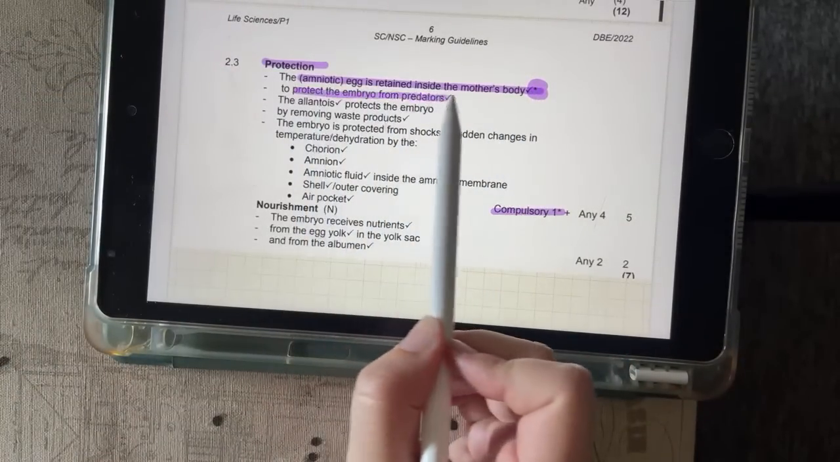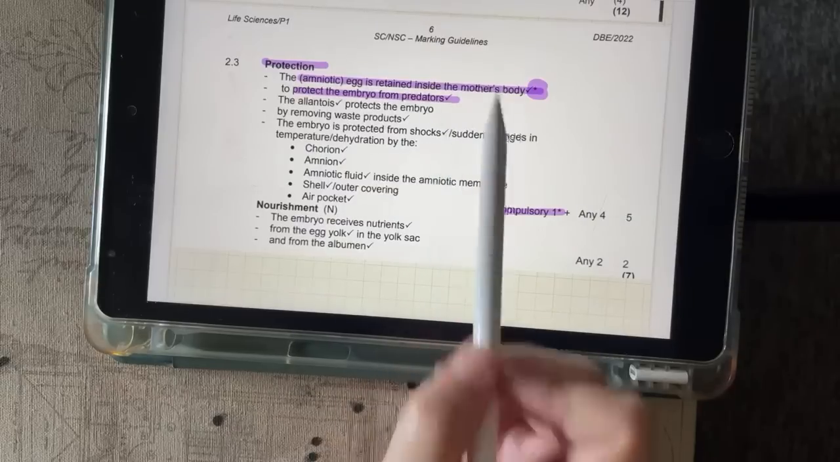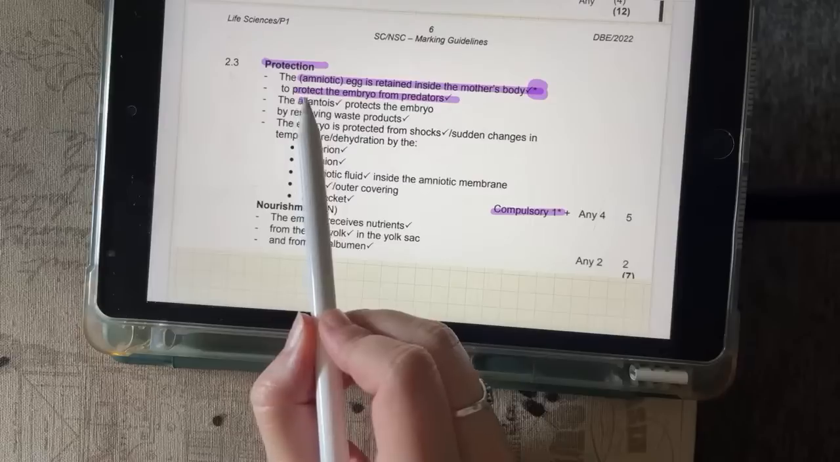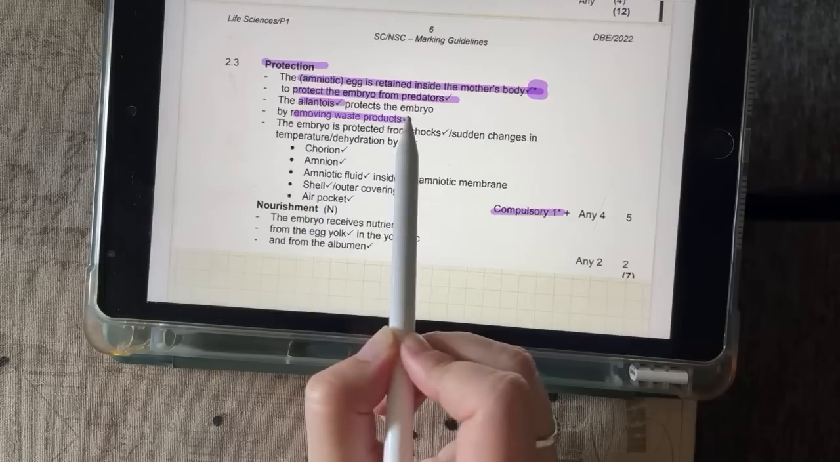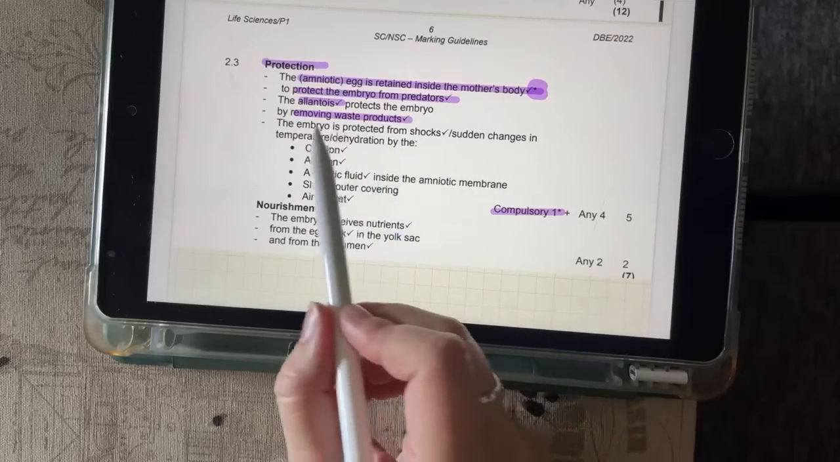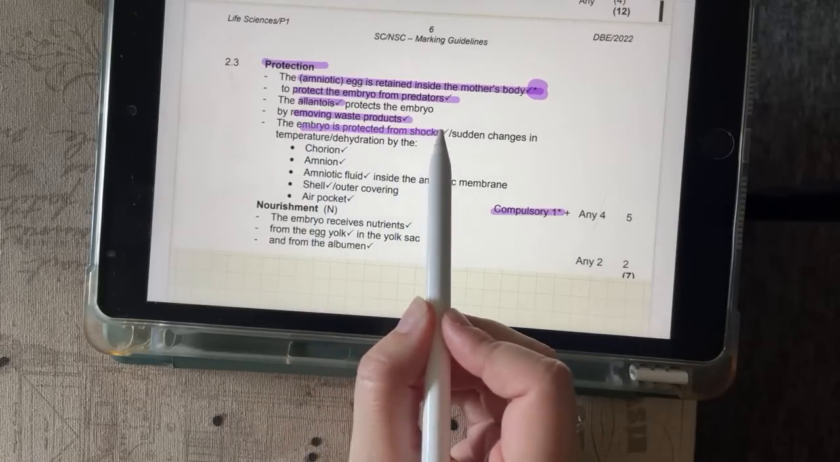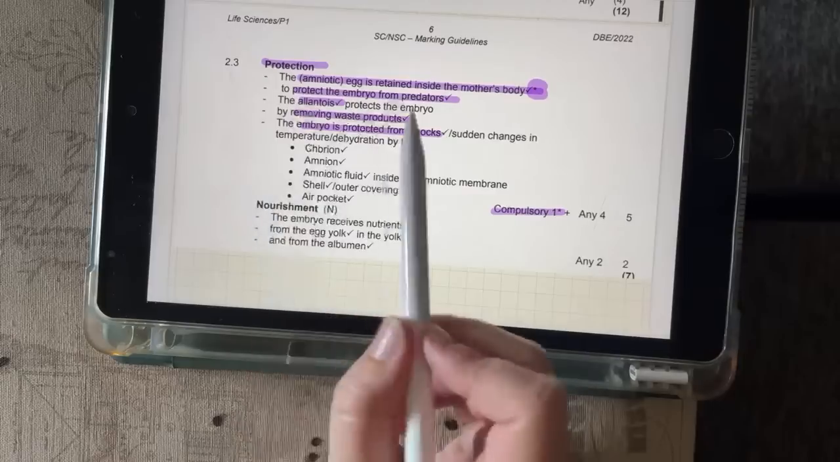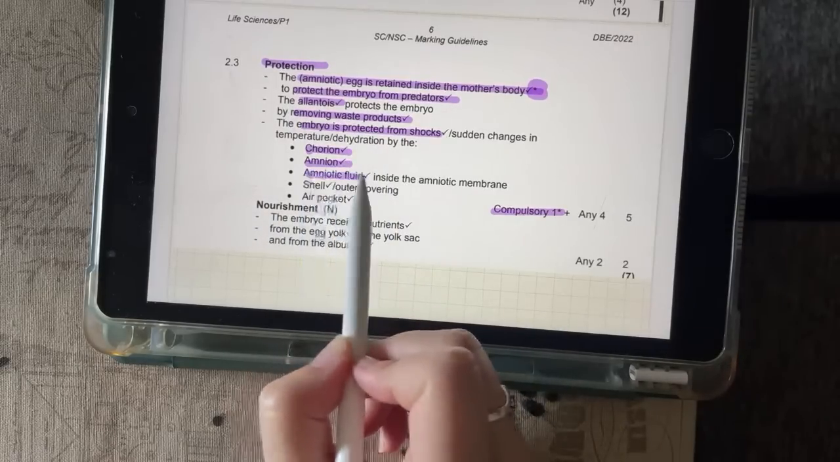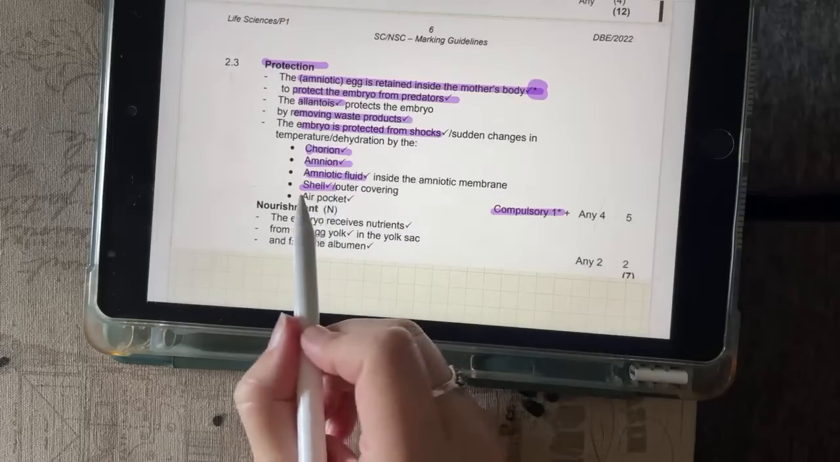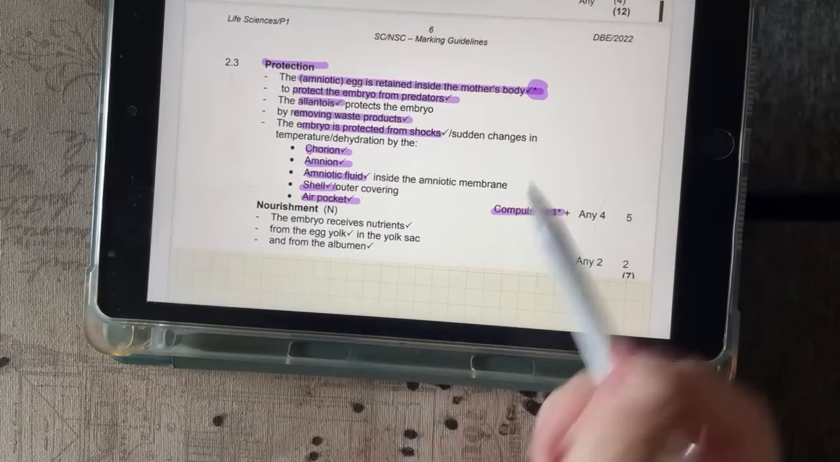This can protect the embryo. These are all optional answers. As you can see, there's lots. We have the allantois, which protects the embryo. It removes wastes. You also have the embryo is protected from shock absorption. And it has done that through the chorion, the amnion, the amniotic fluid, the shell, and you could also talk about the air pocket.